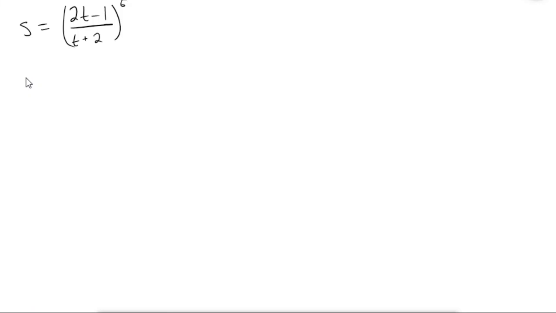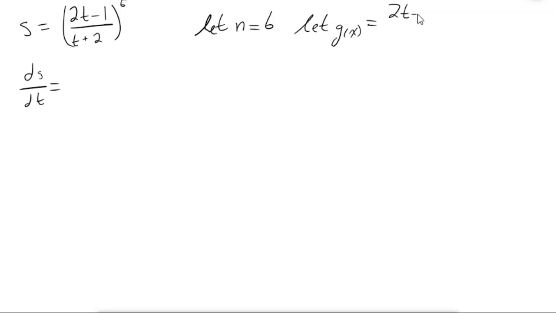So let's just start using our power rule and chain rule combined. I'll write this down so I don't forget: let n equal 6, and let g of x equal 2t minus 1 over t plus 2.